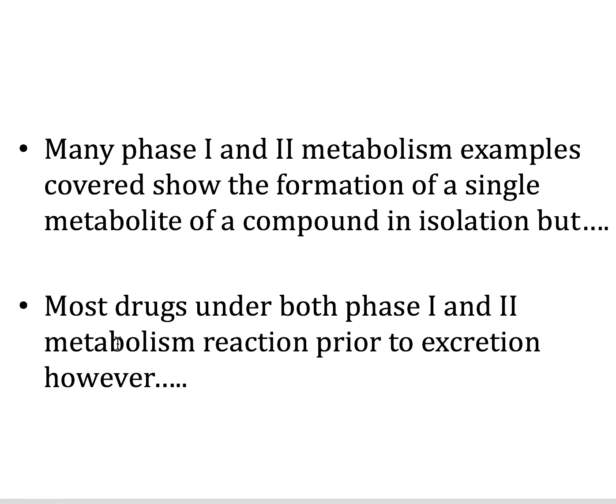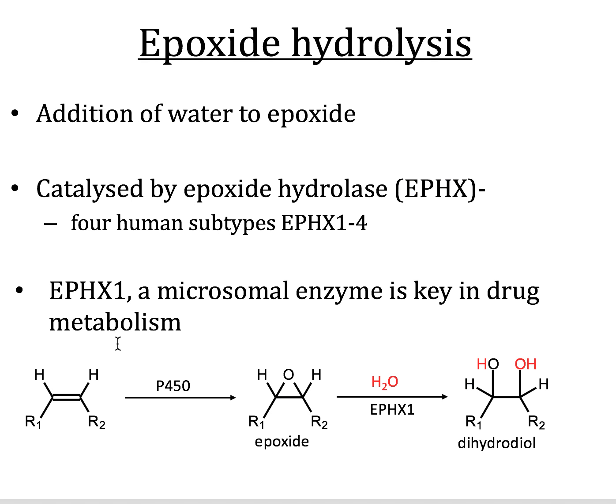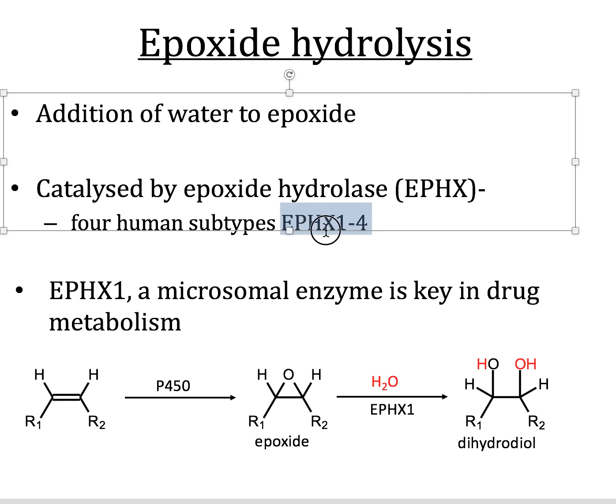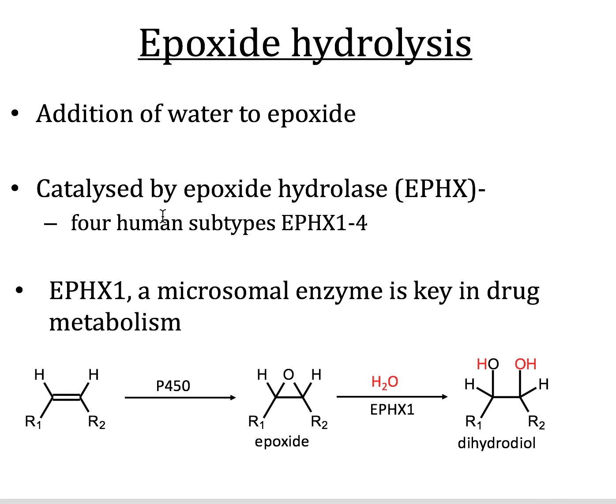Last but not least is epoxide hydrolysis. So it's done by epoxide hydrolase. Human subtypes include EPHX1 all the way down to 4. So there are various different ones of these that you might need to be aware of. EPHX1 is a microsomal enzyme. It's key in drug metabolism. So P450 usually makes the epoxide there.